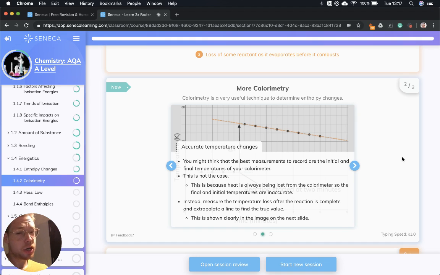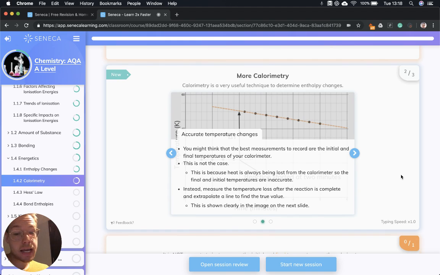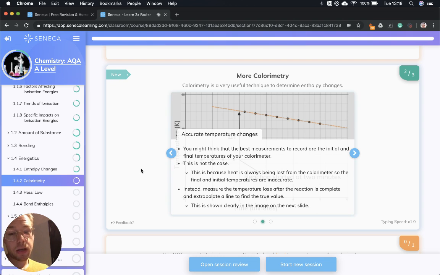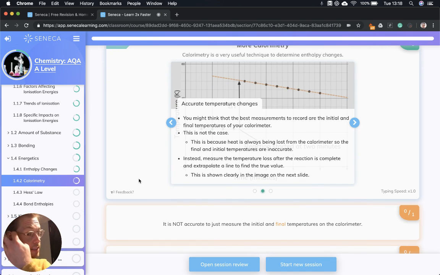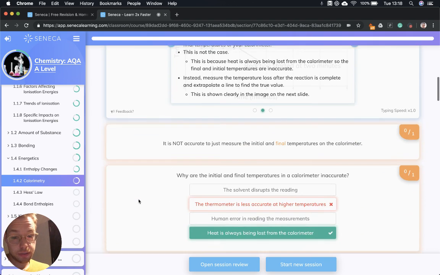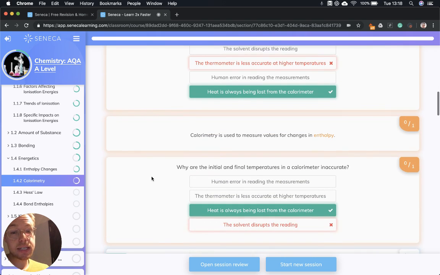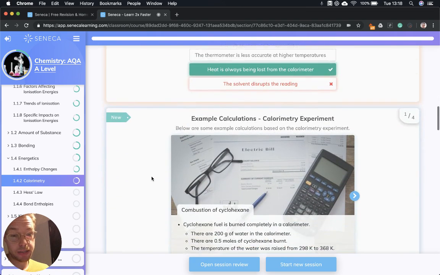Accurate temperature changes. You might think that the best measurements to record are the initial and final temperatures of your calorimeter, but this is not the case. This is because heat is always being lost from the calorimeter, so the final and initial temperatures are actually inaccurate. Instead, measure the temperature loss after the reaction is complete and extrapolate a line to find the true value. So that's what we need to do. You need to extrapolate the line to find the true value. So don't just read the initial and final temperatures. And why are the initial and final temperatures inaccurate? It's because heat is always being lost from the calorimeter.